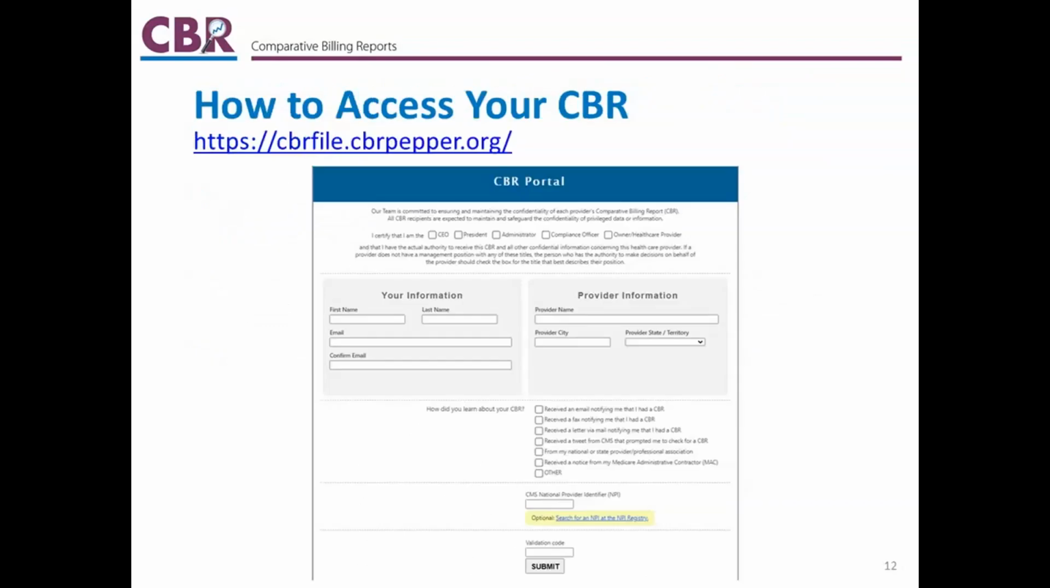I'm going to walk through the steps of accessing your report if you received one, so we can see exactly how that's done. This page, cbrfile.cbrpepper.org, contains the portal that you'll use to access your CBR. The portal does require that you enter some information, and I'm going to enter this page on my screen to show you exactly what it looks like when a CBR is accessed in this way.